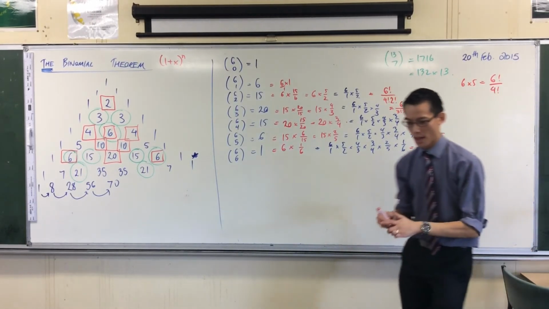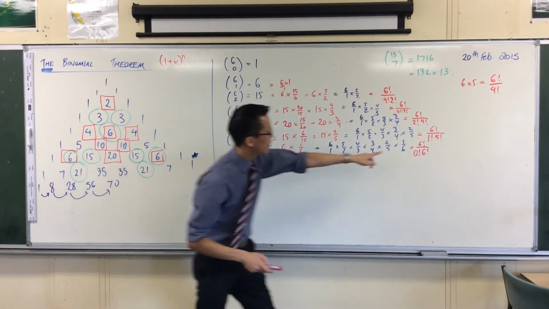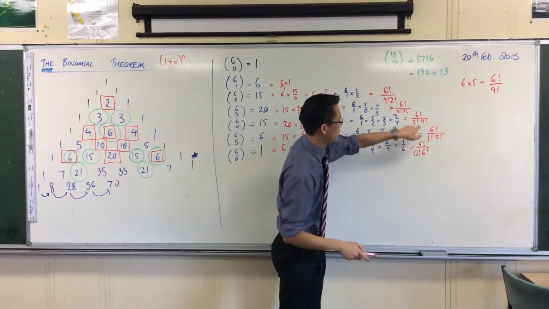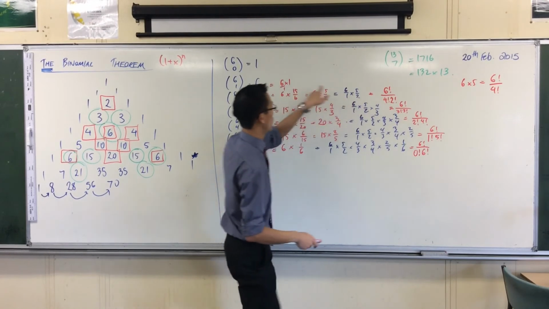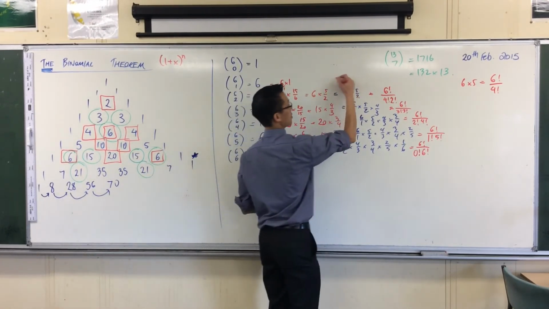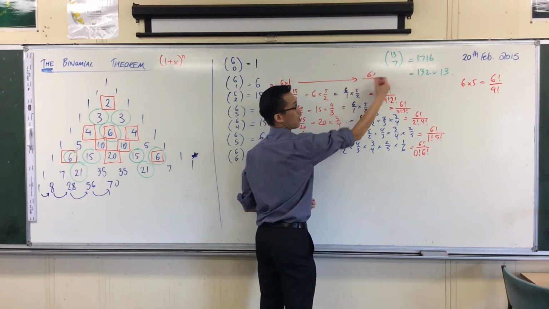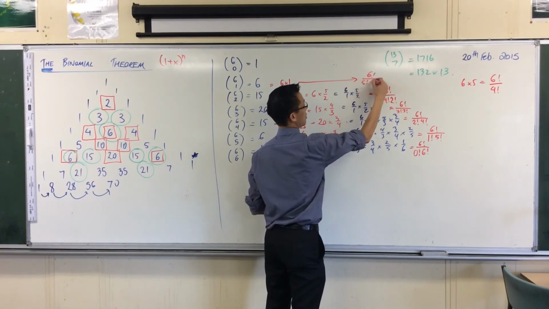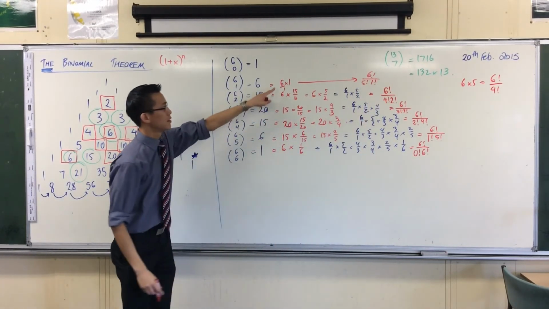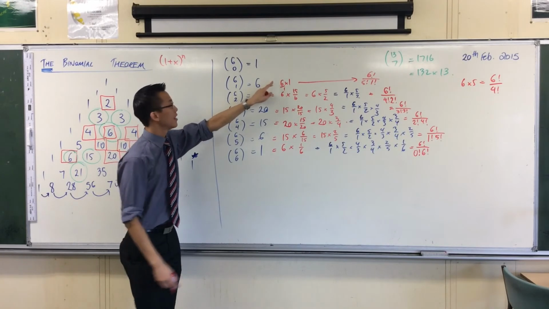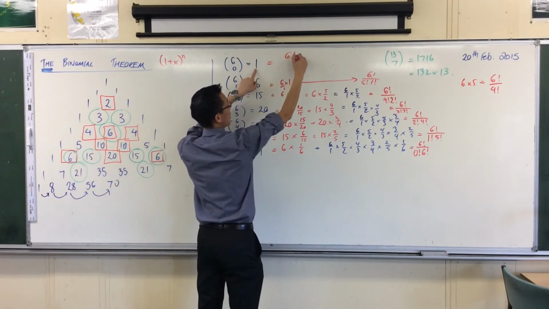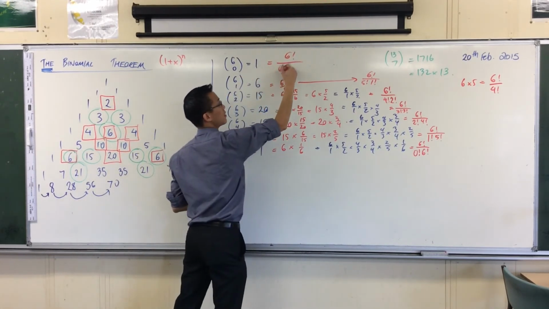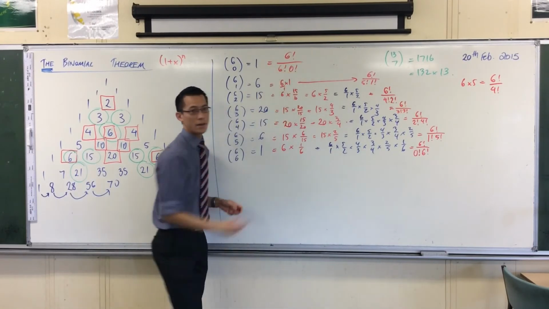If I've got 1 factorial, 5 factorial, 2 factorial, 4 factorial, etc. What's this guy? It should be 6 on 5 factorial, 1 factorial, which of course is just 6. And this guy is 6 factorial on 6 factorial times 0 factorial, which of course is 1.